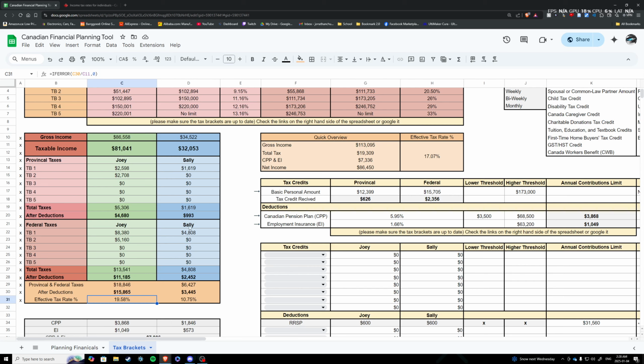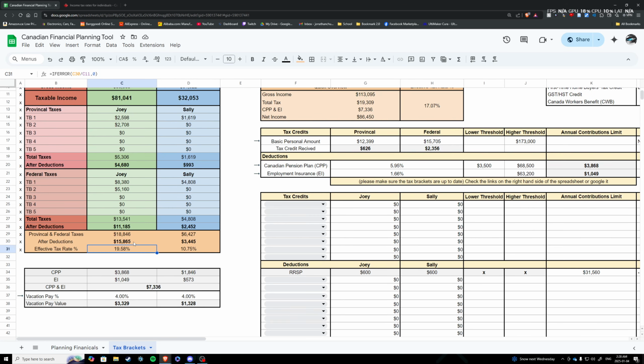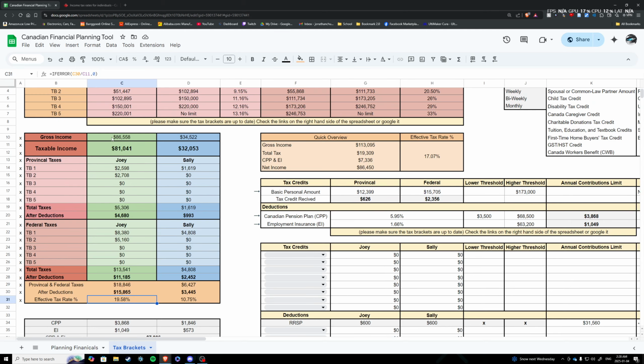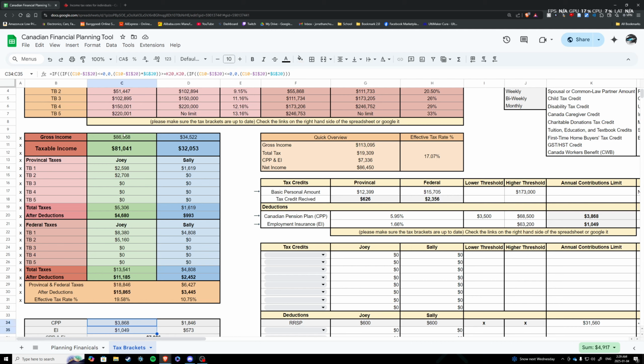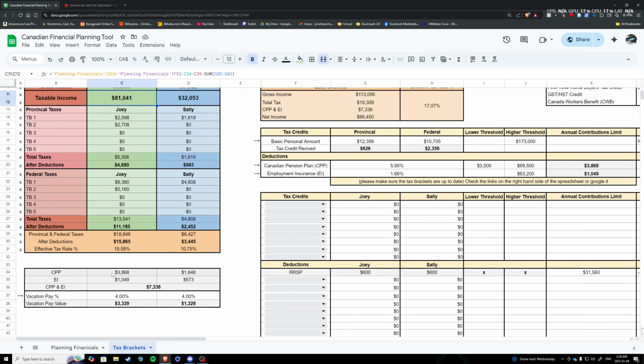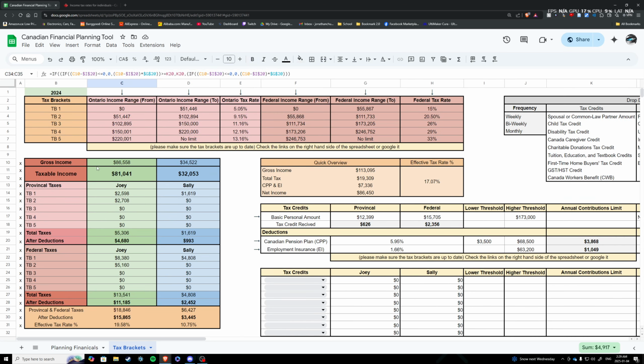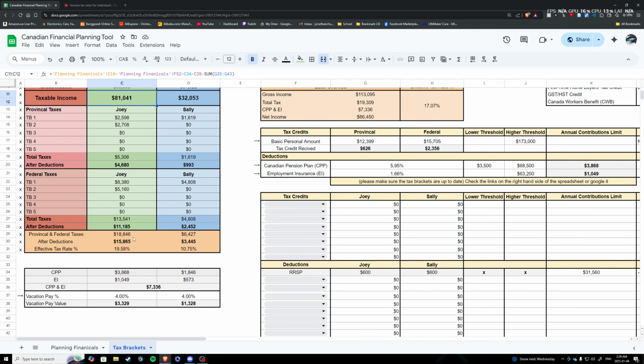Same thing applies to Sally. And then for your gross income, I kind of forget what goes into the taxable income, but you can see that your CPP and your employment insurance, the summation of this minus your gross income, and I think some other information, is basically contributing to your taxable income, or your reduction from your gross income to your taxable income. Just a little tidbit.